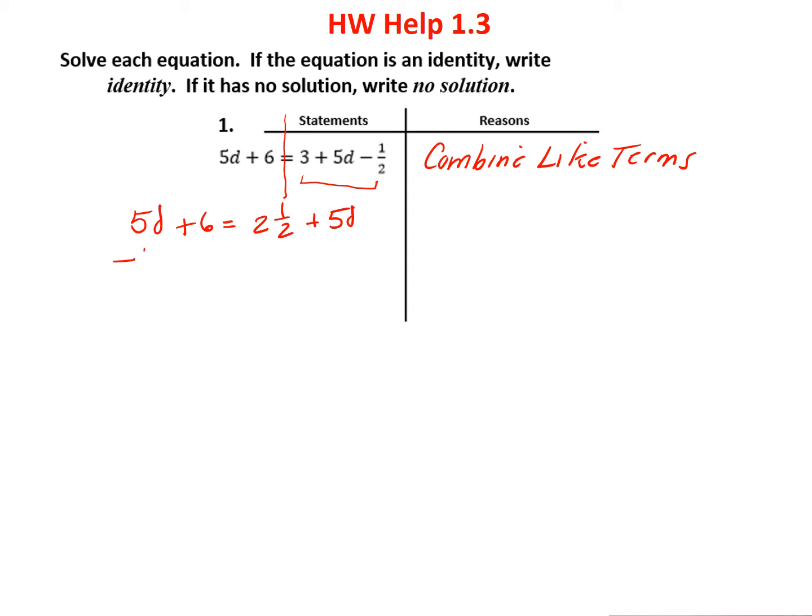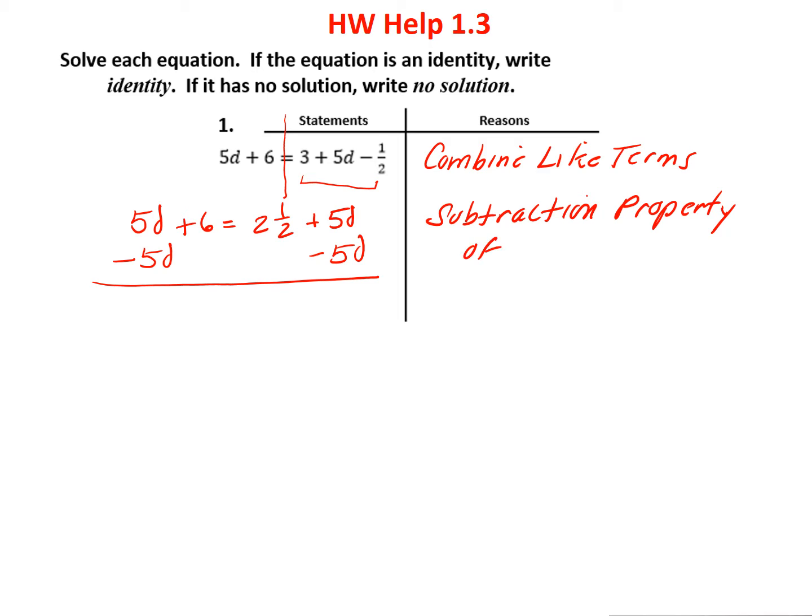Now notice I subtract 5d here and 5d here. I can do this by the subtraction property of equality. Now notice what happens in this particular problem. When I do 5d minus 5d is 0, likewise on the other side, and I end up with this statement, 6 equals 2.5. Now you look at that and ask yourself the question, when does 6 equal 2.5? And the answer is never.